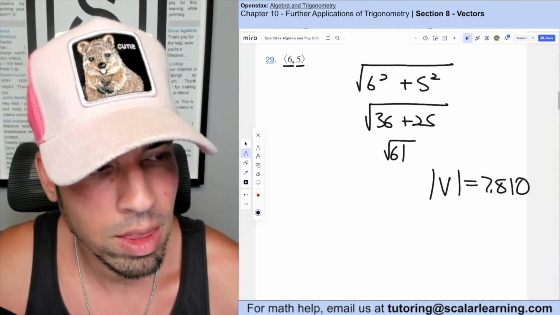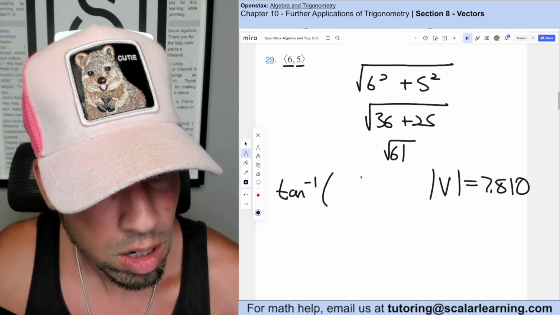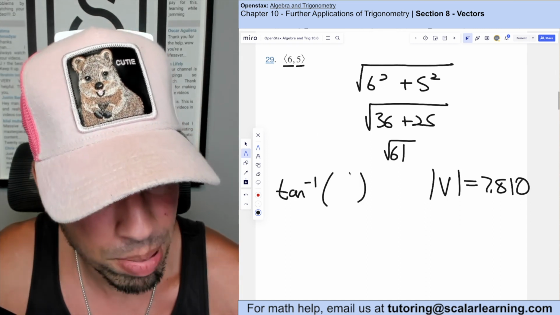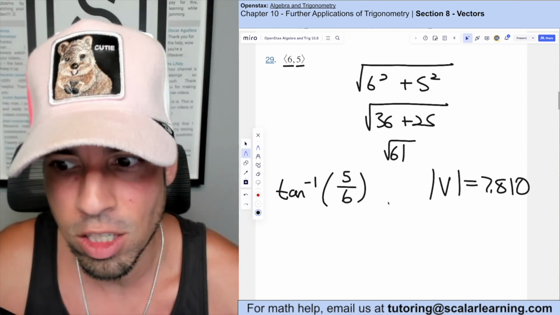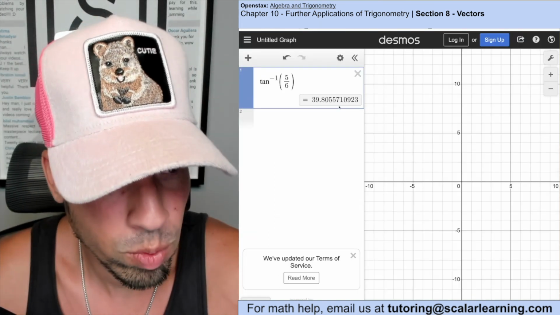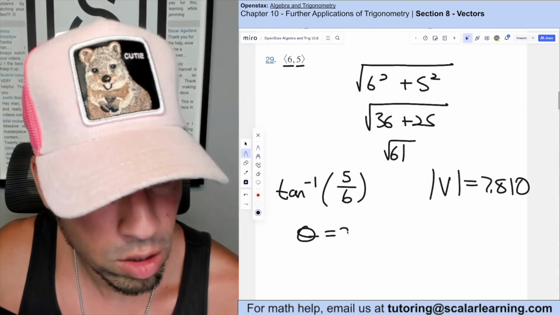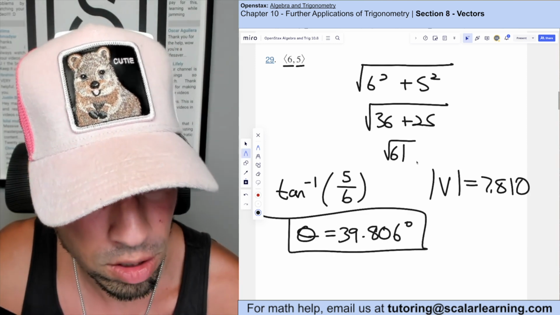Now, we're trying to find the theta value. The formula for that is arc tangent of the second piece, the y piece, if you will, over the x piece. 5 over 6. Let's see that in Desmos. Now we're going to put in degrees. And we get 39.806 degrees rounded to the nearest thousandth. So theta equals 39.806 degrees. That is how you do it.